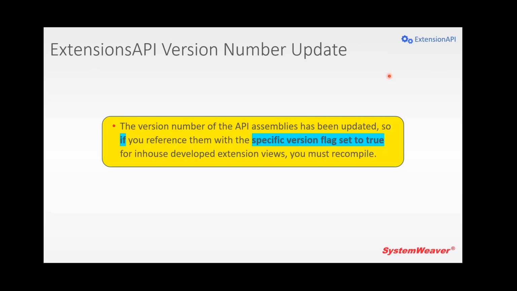We did an extensions API version number update of our API assemblies, but this is only going to be a breaking change if you reference the version number with a specific version flag set to true for your extension views that you've developed in-house. Then you must recompile. I'm told this is not very common, that you set this version flag to true, but I did want to include it just in case.